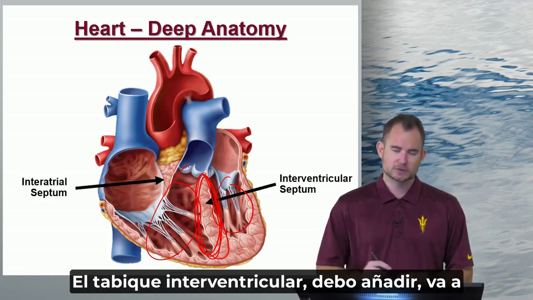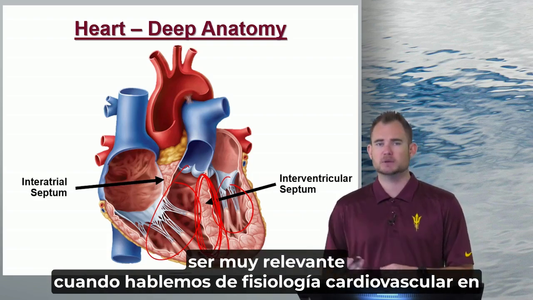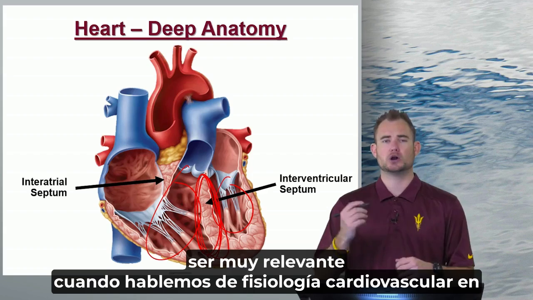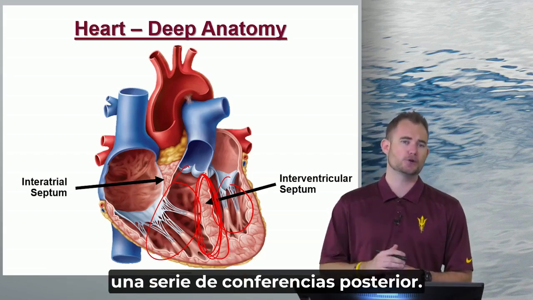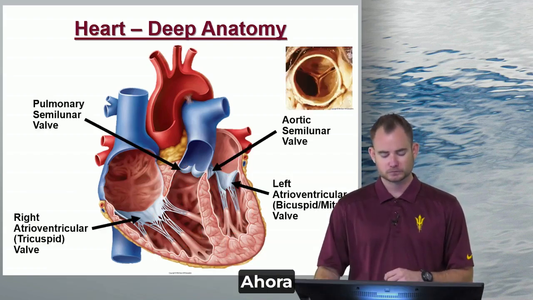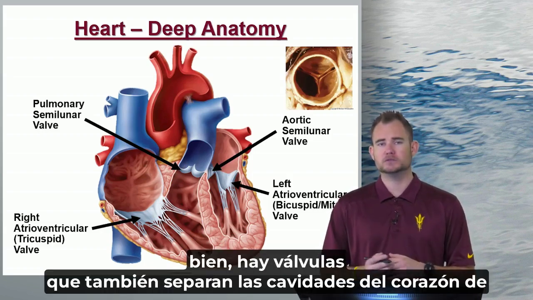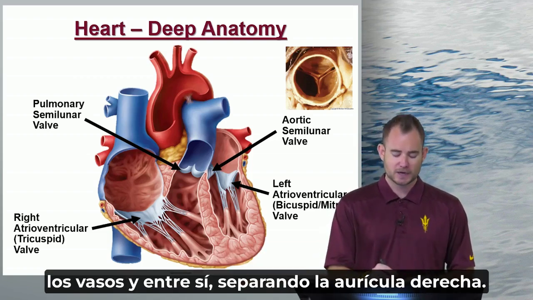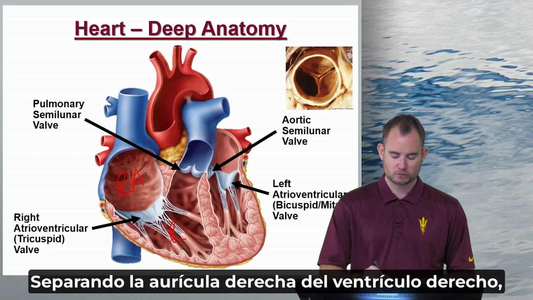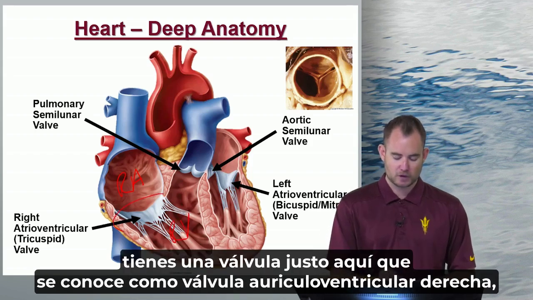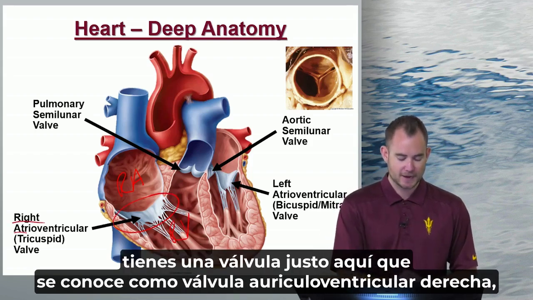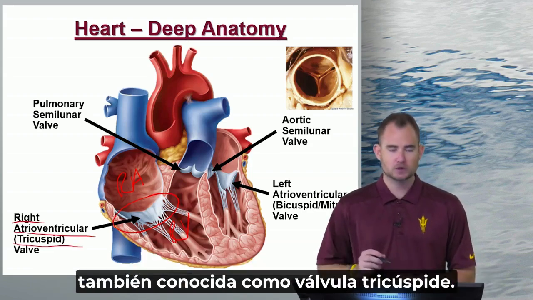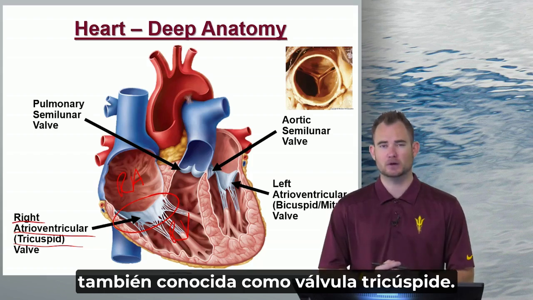The interventricular septum, I also might add, is going to become very relevant when we talk about cardiovascular physiology in a later lecture series. Now, there are valves that also separate the chambers of the heart from the vessels and from one another. Separating the right atrium from the right ventricle, you have a valve right here. That is known as the right atrioventricular valve, also known as the tricuspid valve.